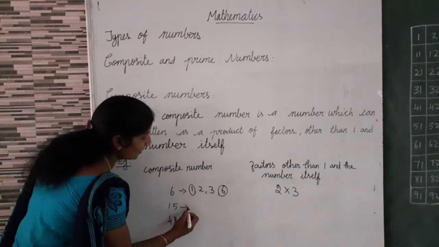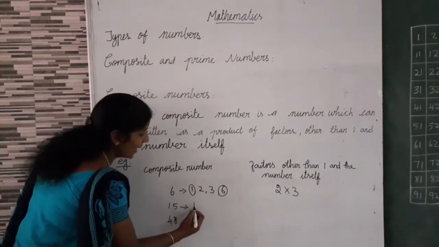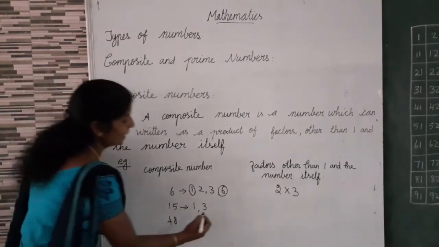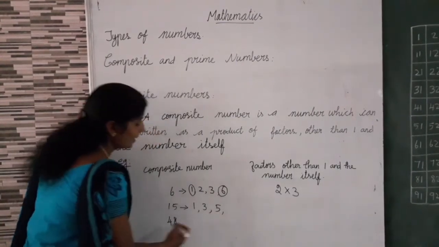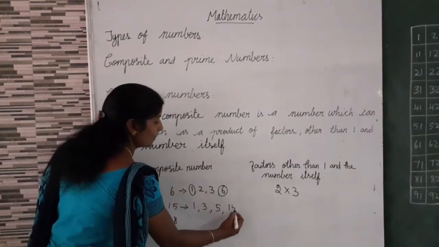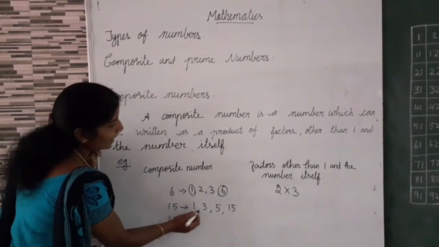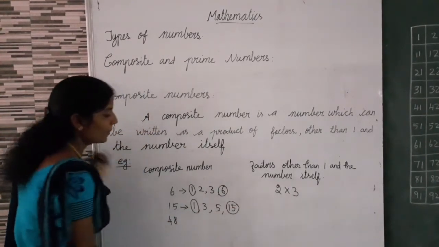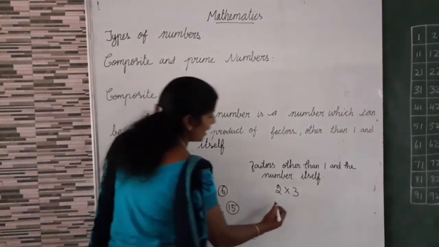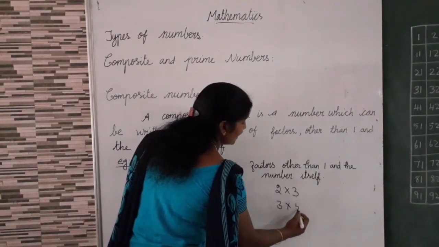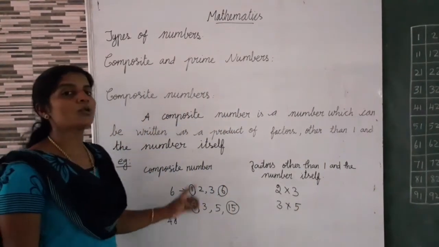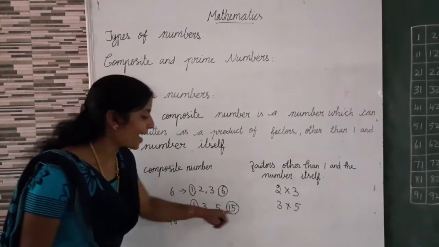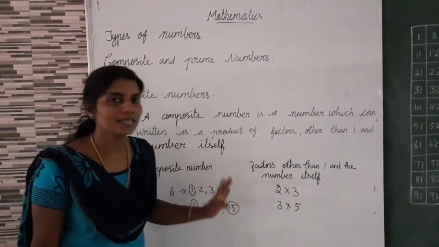Now, next one, 15. What are the factors for 15? 1, 3, 3 5s are 15, then 5, then 15. Now, we can write factors other than 1 and the number itself. Remaining, how many factors? 3 and 5. So 3 5s are 15. More than 2 factors means that it is a composite number. Here 15 has 4 factors. So 15 is a composite number.